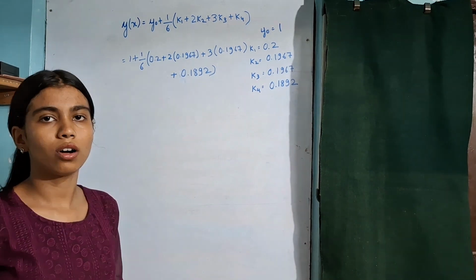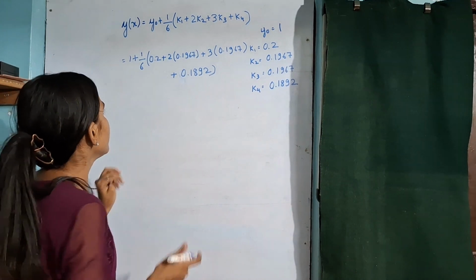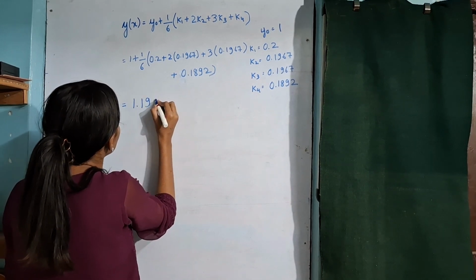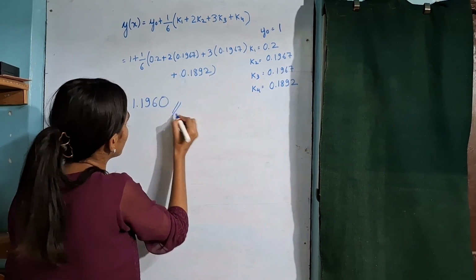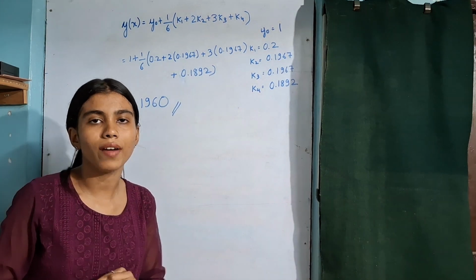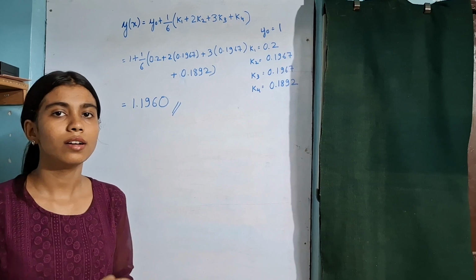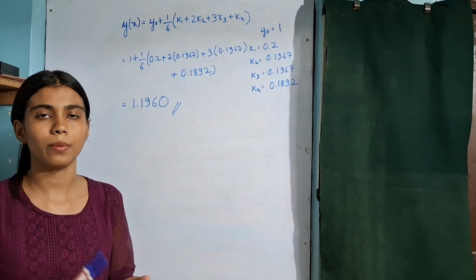This is very simple. You all know how to solve this. After putting this into the calculator, you get 1.1960. So this is your final answer. This is how we solve the RK method formula. I showed you each step one by one.